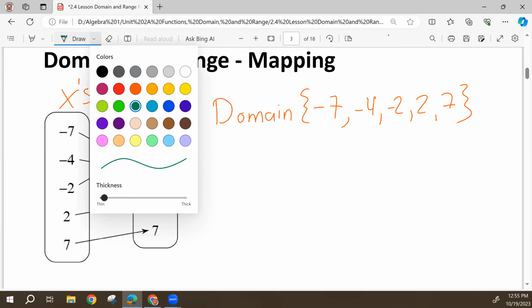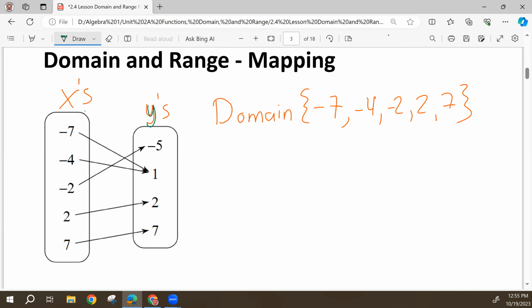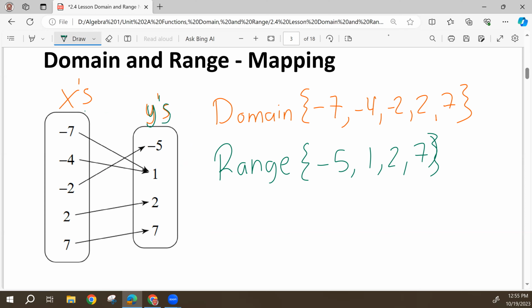My range is going to be my y's, and I'll color code. And it's just, you might think we're just rewriting all the numbers that are there. But like we saw on the last one, sometimes those numbers are repeated. And so we want to make sure we know that it only shows up once in the domain or once in the range, even if it's a repeated value.